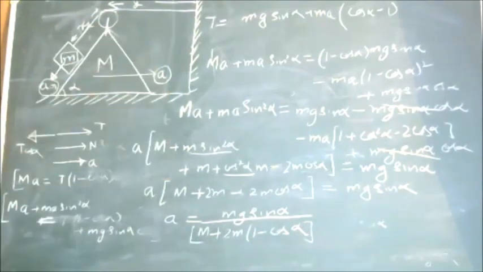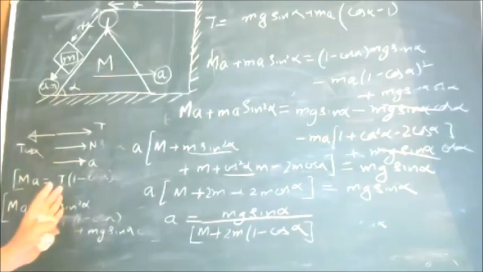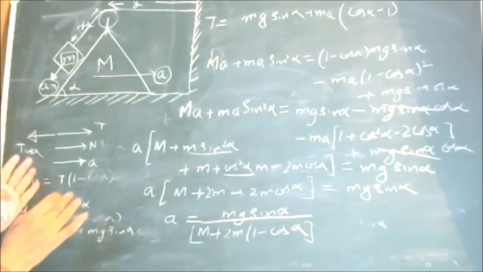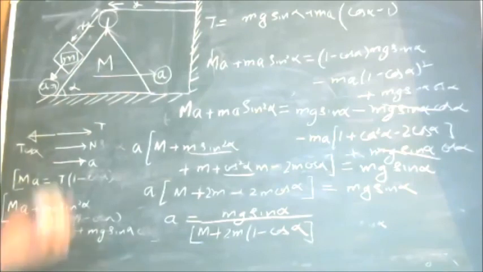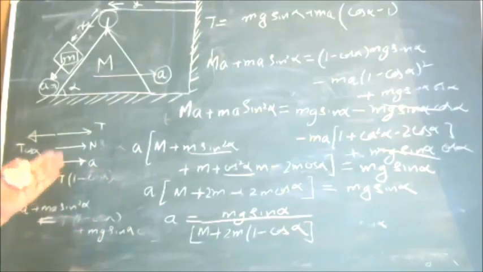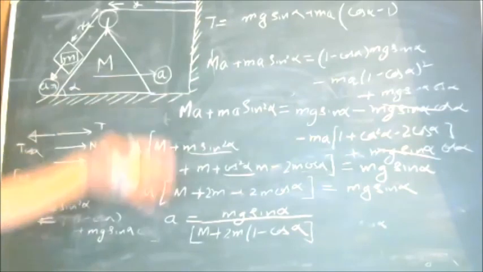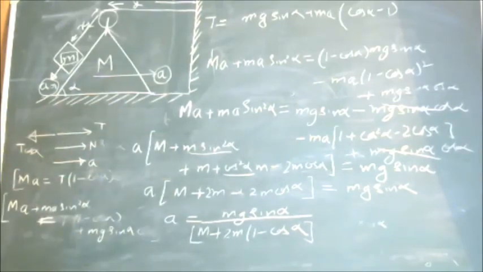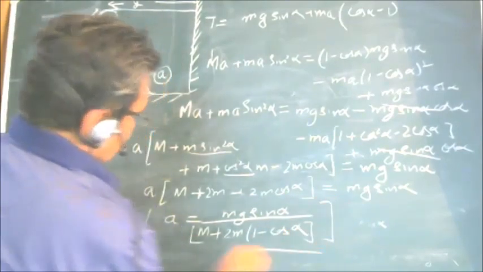So the basic concept to be used in such problems is that we should have clarity on the free body diagram. Don't miss out on any force. Try to visualize all the forces which are acting on the two masses, or if there are three masses, as the case may be, and then try to have the components along the inclined plane and perpendicular to the inclined plane. Eliminate the variables and you get the solution. Like in this case, this is the value of the acceleration.